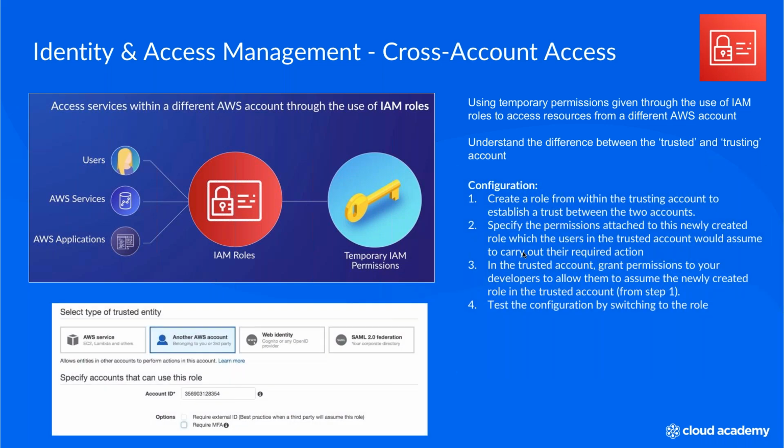Now, there's four main steps to configure cross-account access. These being, firstly, you need to create a role within the trusting account. And as you can see in the bottom picture there, you must select the Another AWS Account option as the trusted entity. And this will establish a trust between the two accounts. You must then assign the correct permissions to this role.